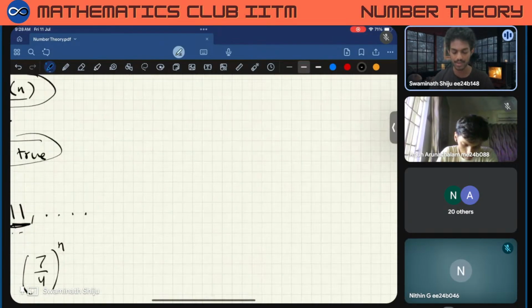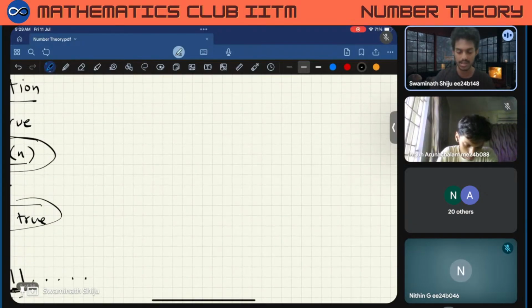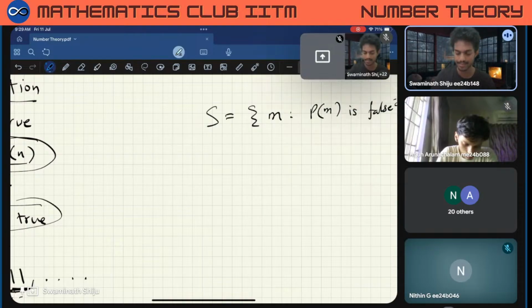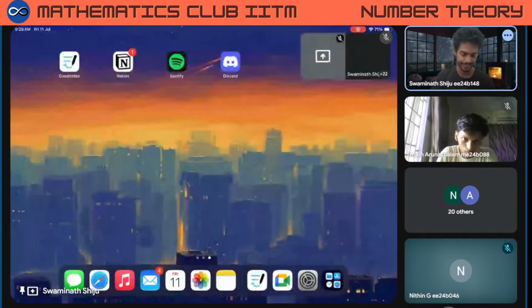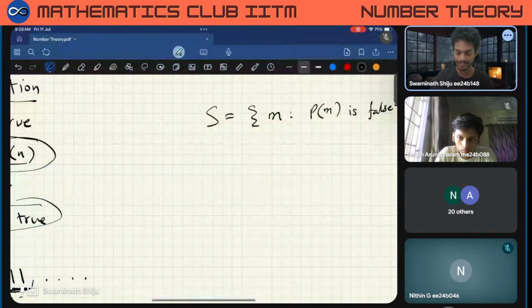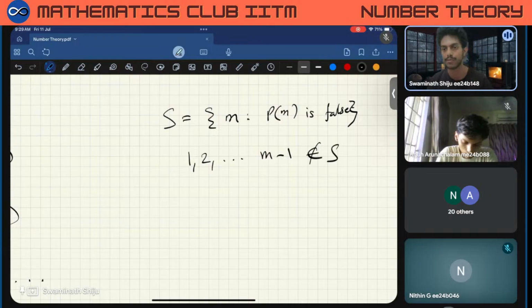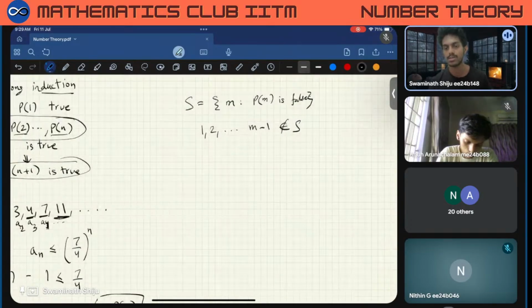Now the proof of strong induction is similar. You take that set S, and M such that P of M is false. This means that 1, 2, up until M minus 1 does not belong to S. Same argument as before. I think that's fine. Any questions, doubts?